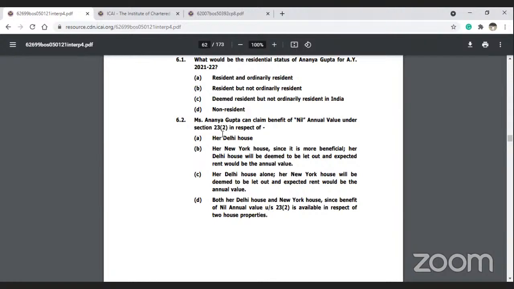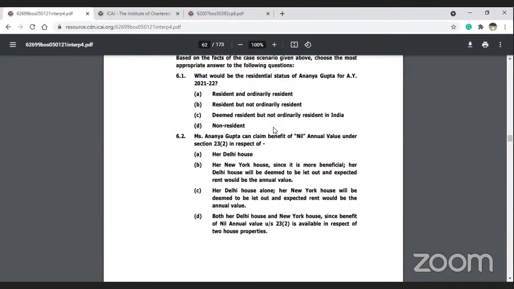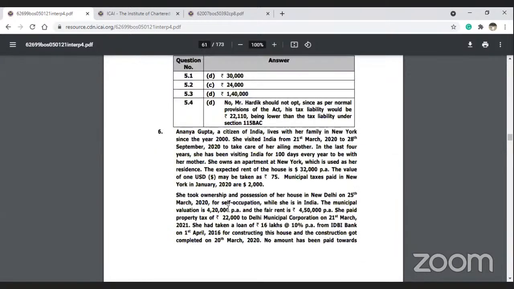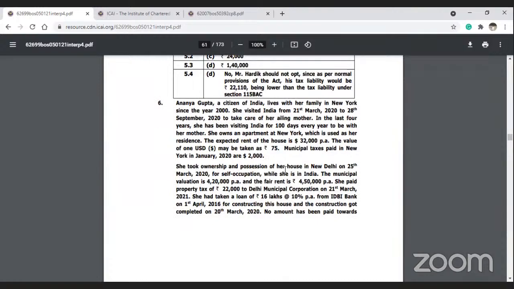Mrs. Ananya Gupta can claim benefit of nil annual value under section 23(2) in respect of her Delhi self-occupied house property, no? Self-occupied, but which all are self-occupied properties? Only Delhi, right? She owns an apartment in New York. That is taxable over here, na? SOP, but since she is non-resident, that property will not be calculated here.